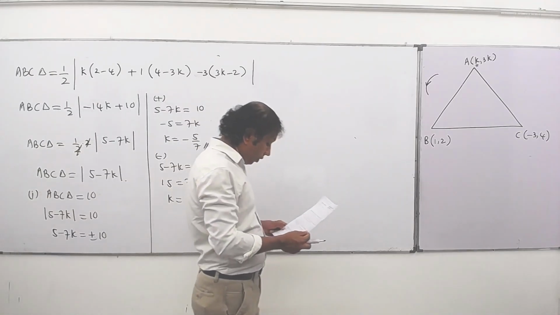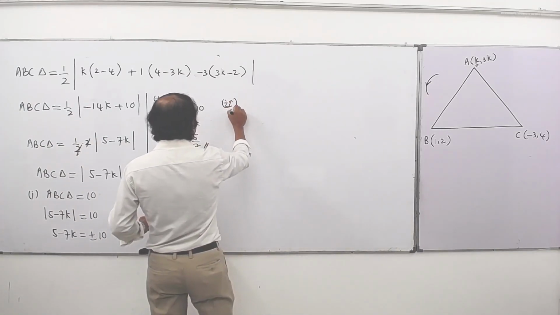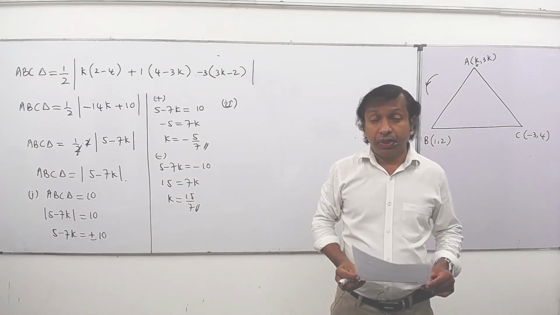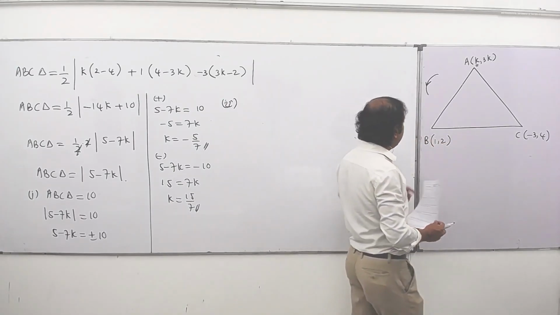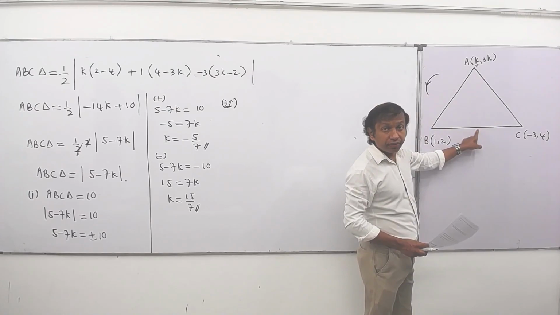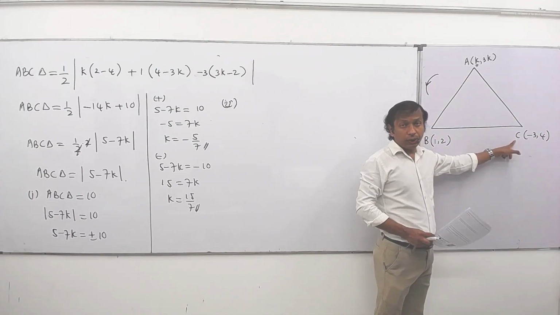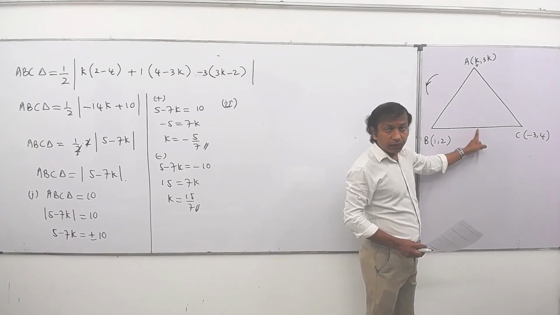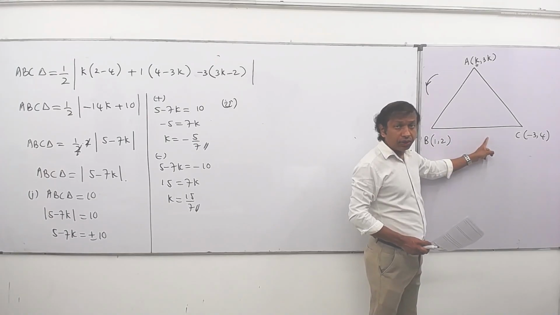Right. Secondly, the second one asks: what are the values of k for the points A, B and C to be collinear? People, these 3 points A, B, C should be collinear. When they become collinear, this point A should come onto the line BC. Then only are B, A, C collinear. This point A should come to the line BC. Then the 3 points will be on the same line, called collinear points.